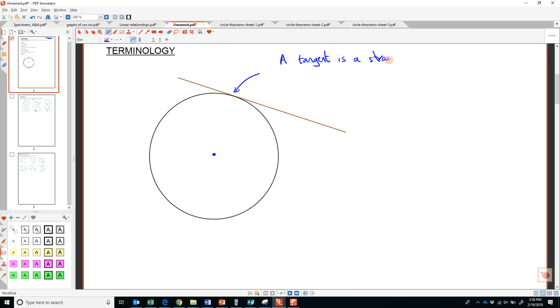A tangent is a straight line that cuts or touches a curve once. So it does not go through the circle, it touches it once, at one place.